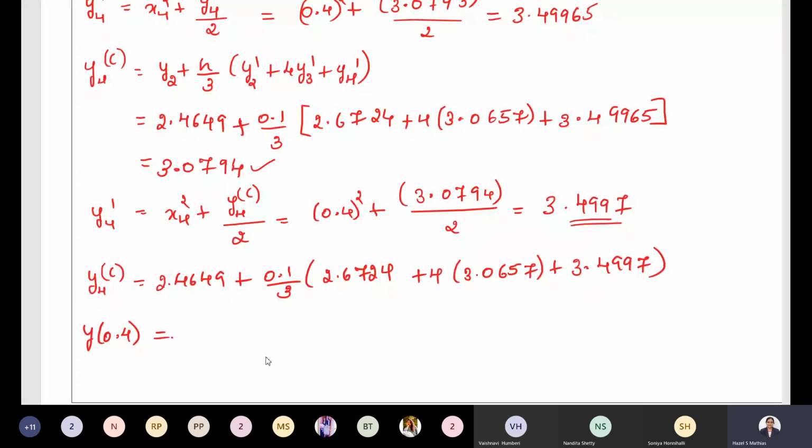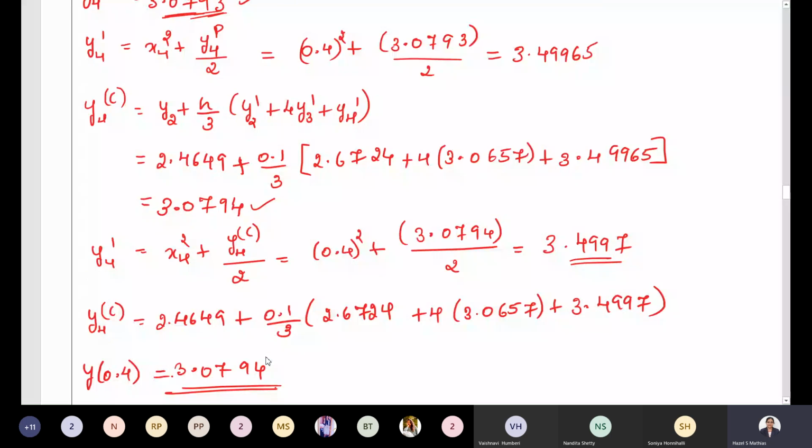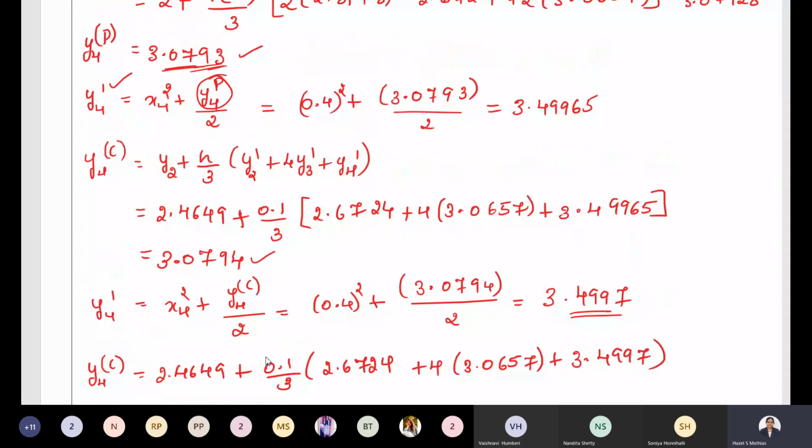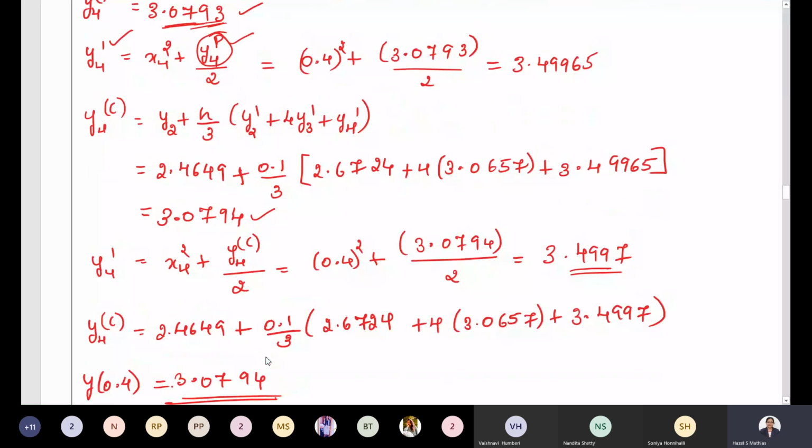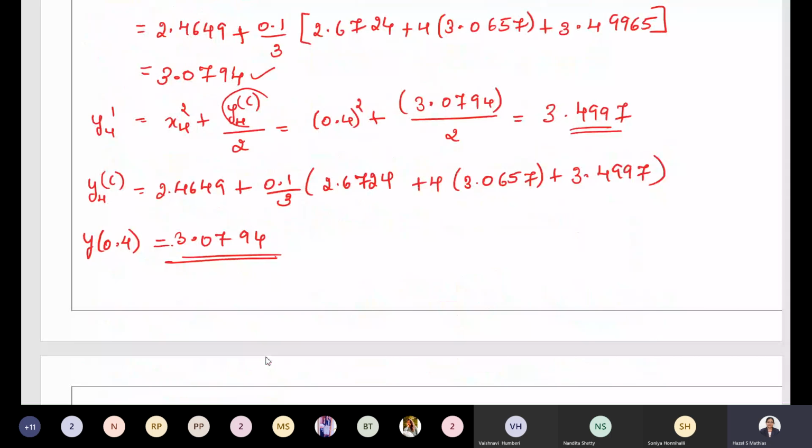Check once again. Do not hurry up. Work out. Yes, it is 3.0794. Correct? Yes. It is the same as the previous value we got. Remember, you always need to apply the corrector formula again. First you find y4 dash using the predicted value of y. So that's why we need to apply the corrector formula again with the corrected value of y in the y4 dash formula.